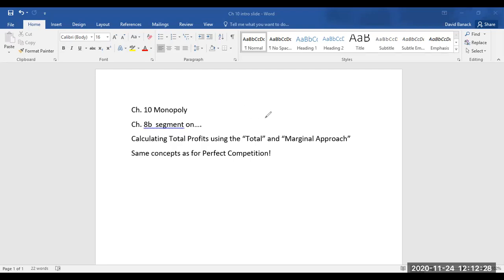In this segment, we're going to dive into calculating the profit using the total approach and using the marginal approach, which is exactly what we did when we did perfect competition. And these are exactly the same concepts, except now, as you know, the monopolist faces the entire demand curve, and the demand curve is downward sloping. And therefore, the marginal revenue curve is downward sloping, and it falls out underneath the demand curve and intersects the x-axis at half the distance that the demand curve intersects the x-axis. So let's take a look at this.